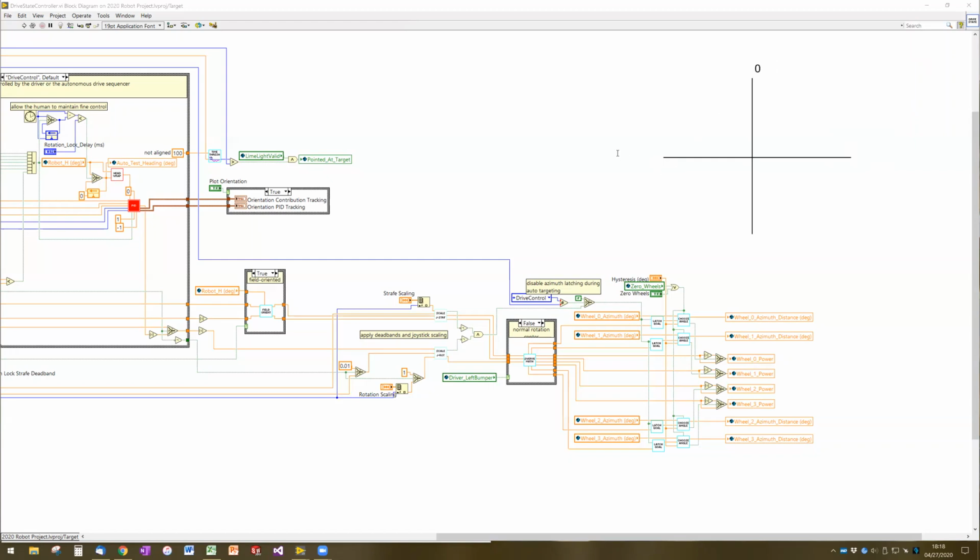That is 0 degrees. This is going to be 90 degrees. This is going to be negative 90 degrees. And this is going to be positive 180 degrees or negative 180 degrees. This is how we chose to define the angles for the Swerve modules. This is also how the angles are defined in the autonomous modes.